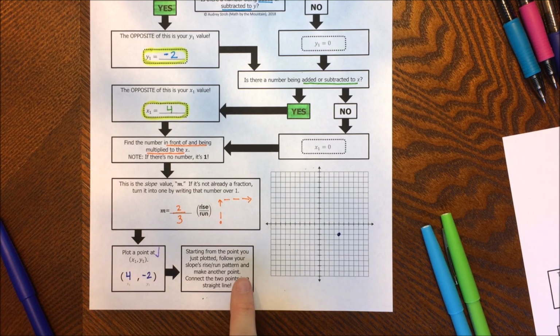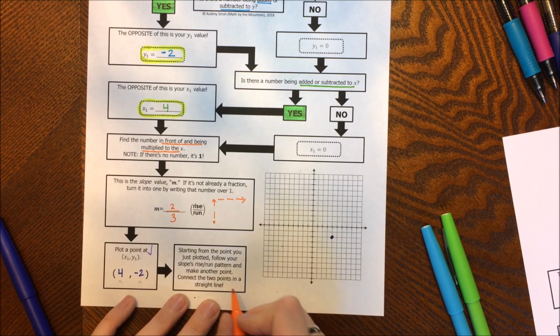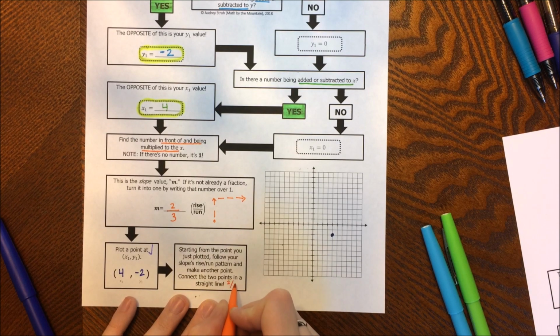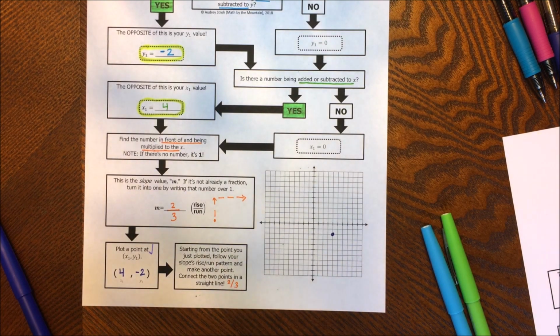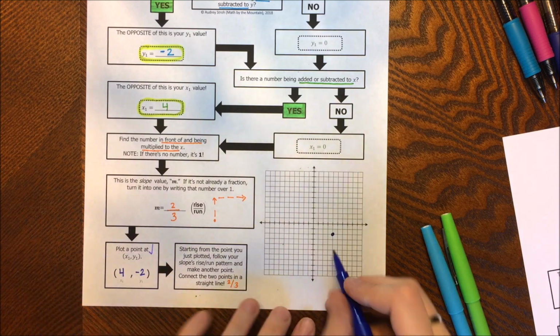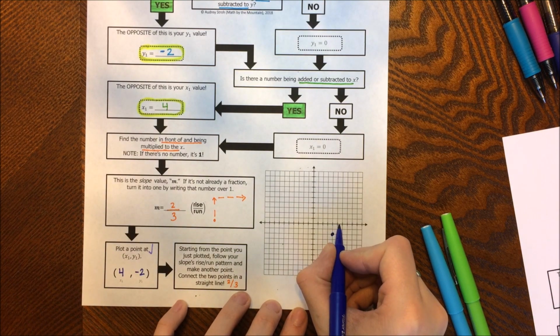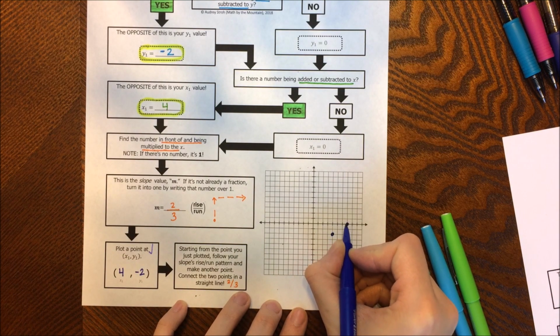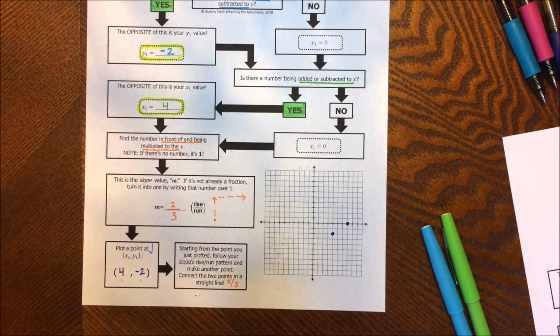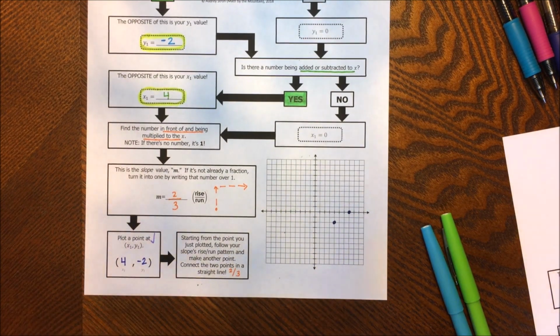And then the next step says, starting from the point you just plotted, follow your slope's rise over run pattern, which for us was 2/3, and make another point. So starting from here, I'm going to rise up 1, 2, forwards 1, 2, 3, and make another point. And then it says, just connect it with a straight line.